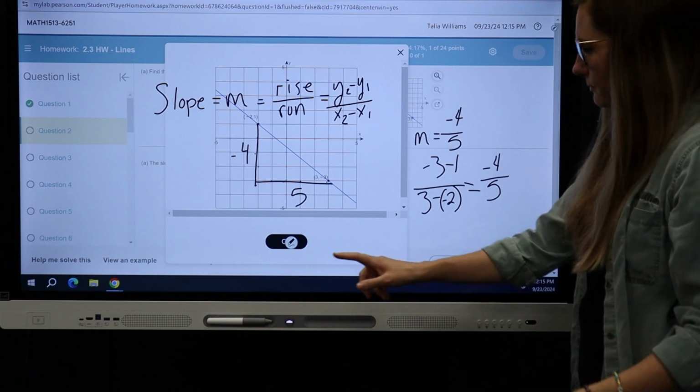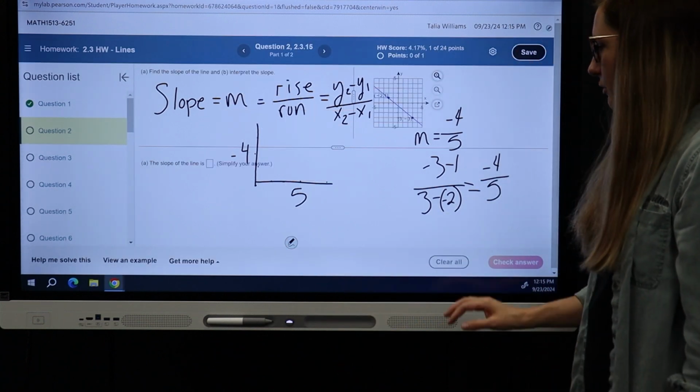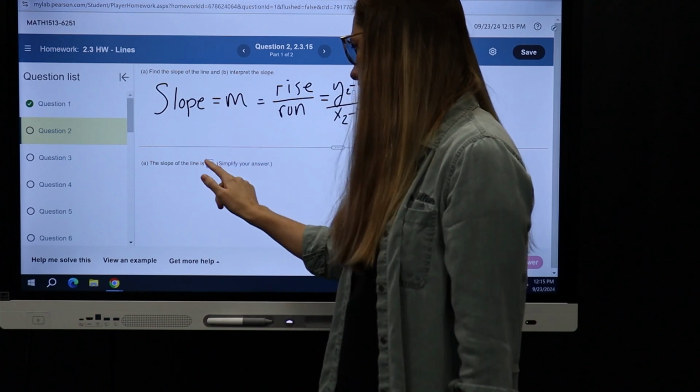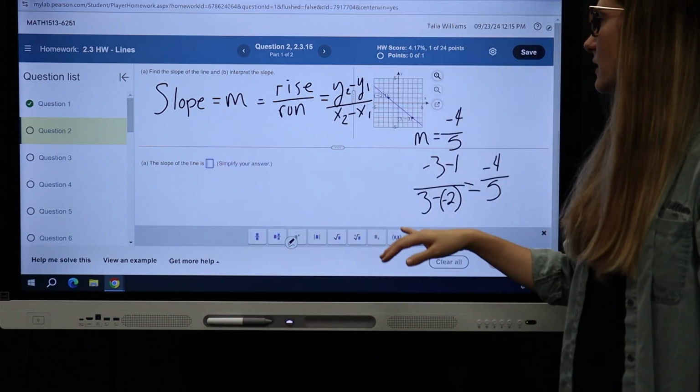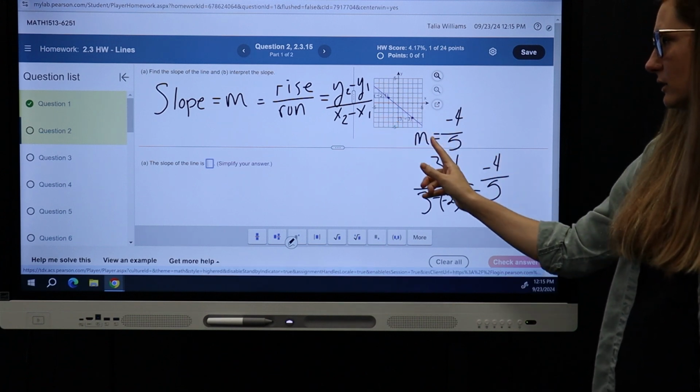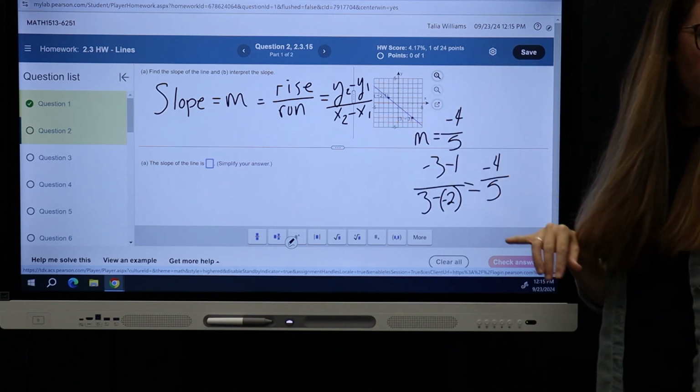It doesn't matter if you look at your graph and do it, or if you do it using the equation. There's some problems where you're going to have to use the equation, so just be familiar with it. This one's negative as well, because if you look at your graph compared to our last one, this one goes down, the other one went up.